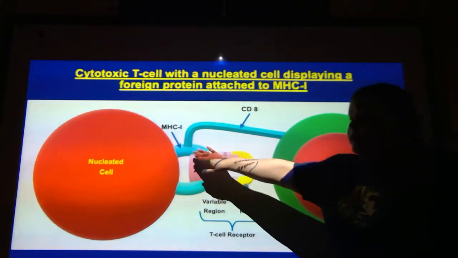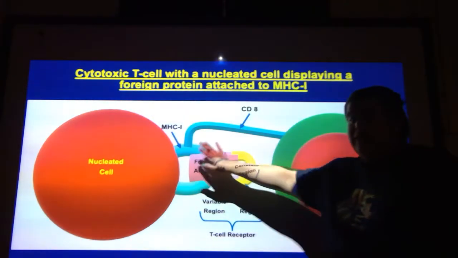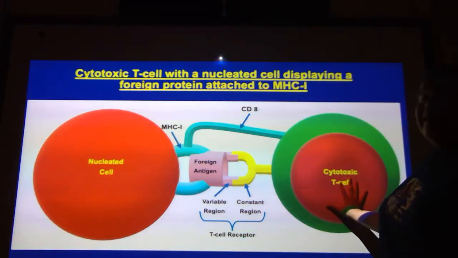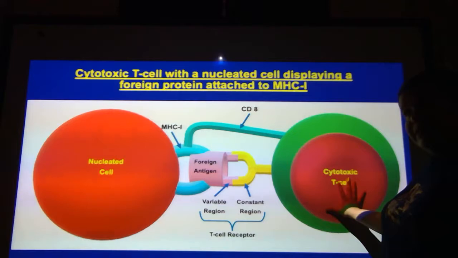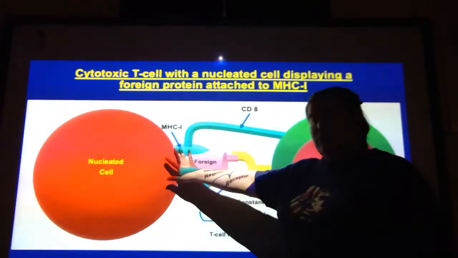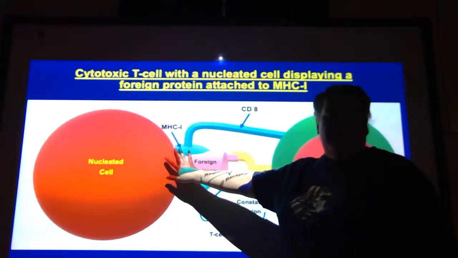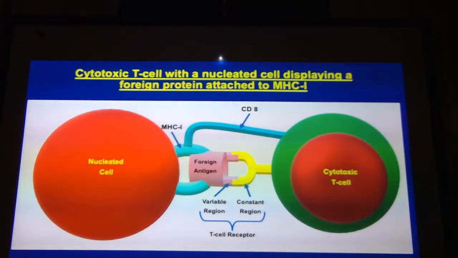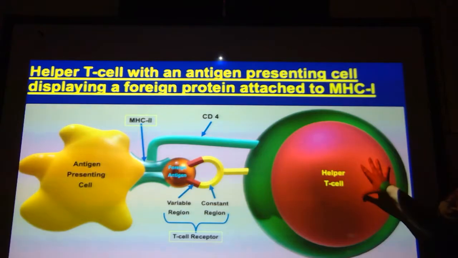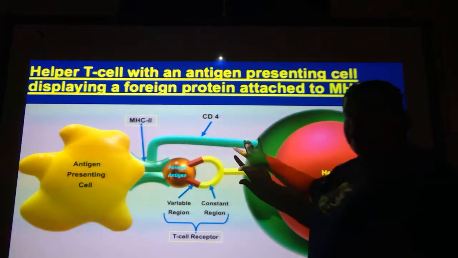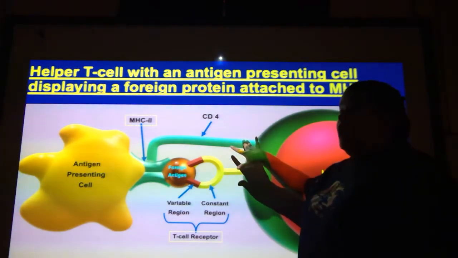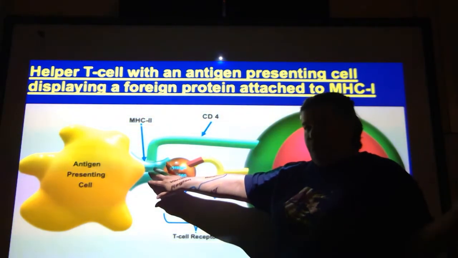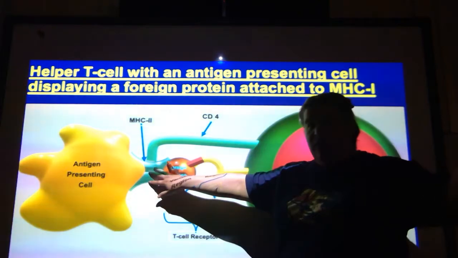CD8 binds to MHC1. CD8 is only on cytotoxic T cells. Therefore, cytotoxic T cells are the only ones that even look at the MHC1 complexes. Now let's look at our helper T cell. Helper T cells have a CD4 bracket. CD4 only binds to MHC2. We'll never look at MHC1 at all.